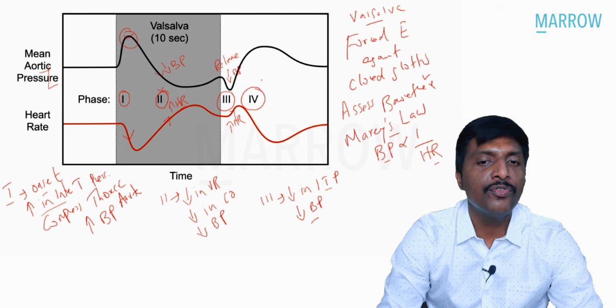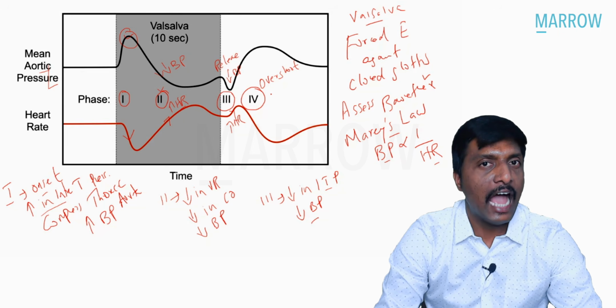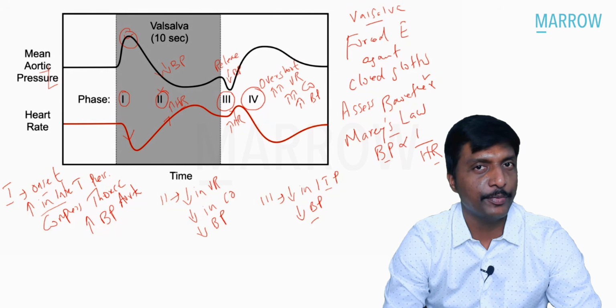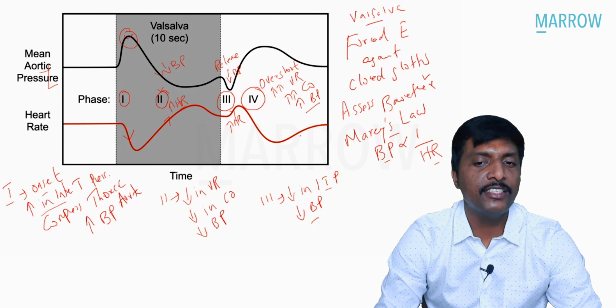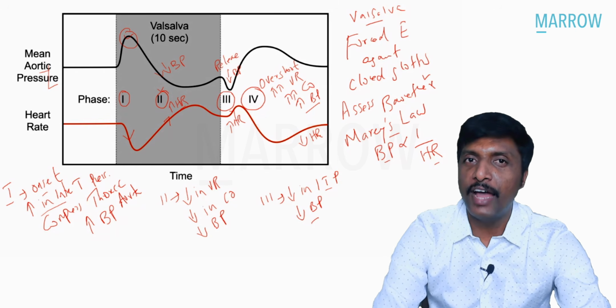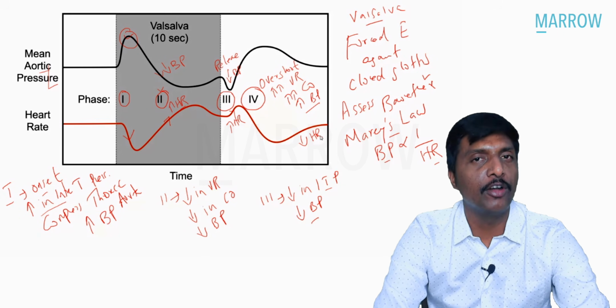What is phase 4, sir? This is called overshoot. There is suddenly, after this maneuver, going to be tremendous increase in venous return, tremendous increase in cardiac output, there will be increase in blood pressure. When blood pressure rises, definitely heart rate will fall. That's all. Valsalva maneuver, forced expiration against closed glottis.